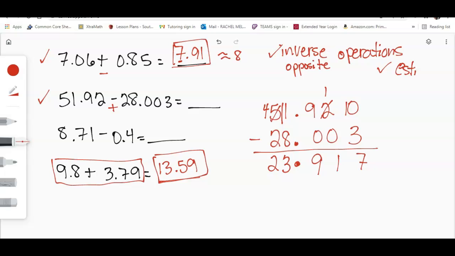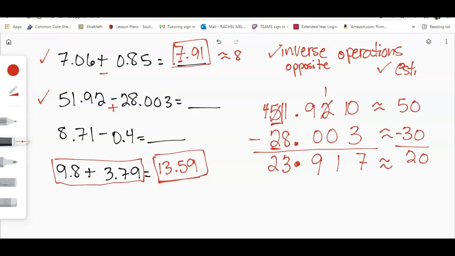Okay, so I think I'm going to round to the nearest, you know what, let's round to the tens this time. Okay, so would 51 and 92 hundredths be closer to 50 or 60? I would say 50. And would 28 be closer to 20 or 30? I would say 30. Okay. And 50 minus 30 is 20. So is this close? I would say yes.